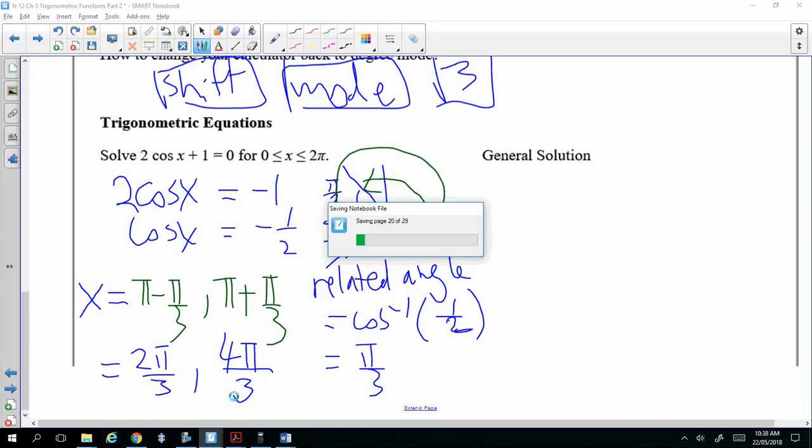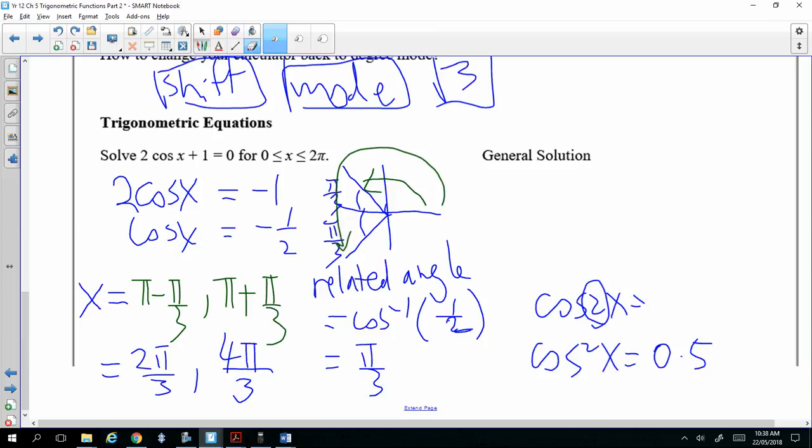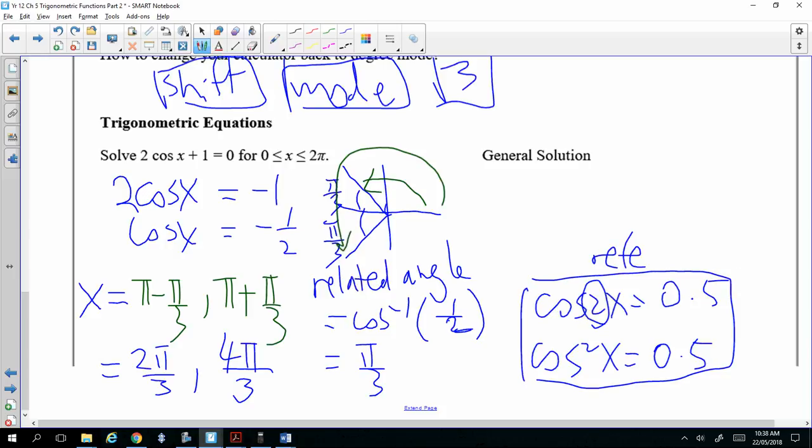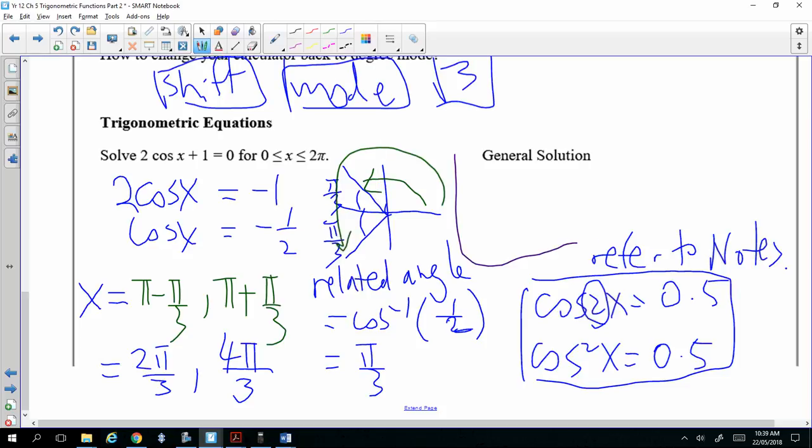things with cos 2x equal to 1, so we have to change the angle, and also things with cos square x equal to 0.5, things like that. So these ones, just refer to the notes. How to solve this, refer to notes. Okay. Alright, so other thing you need to know for this is general solution, which is on the reference sheet. So there's the sine.